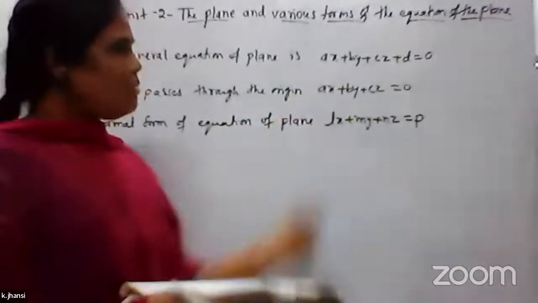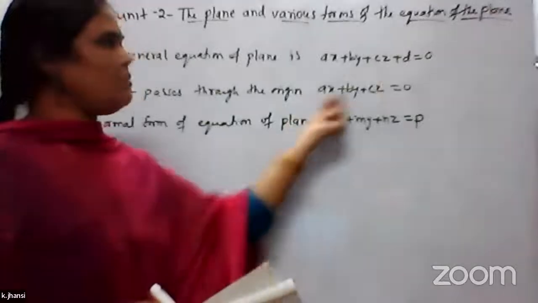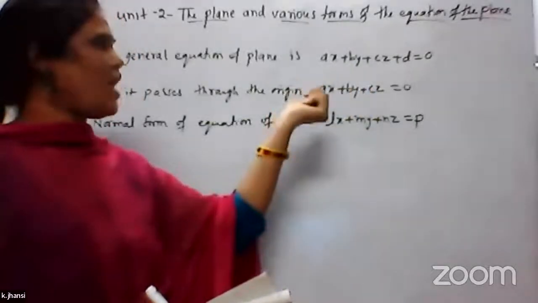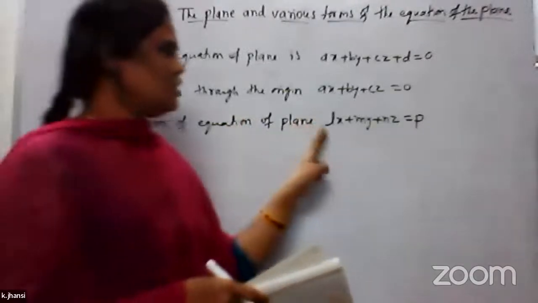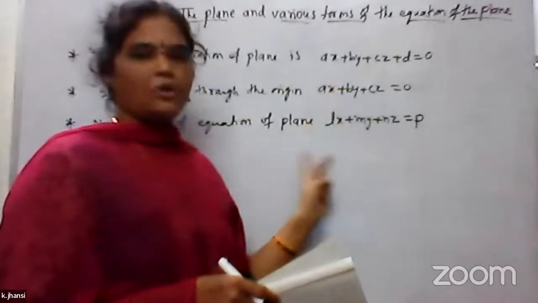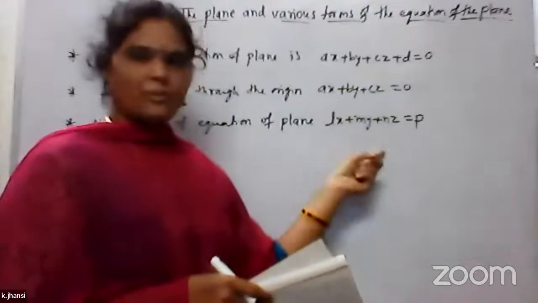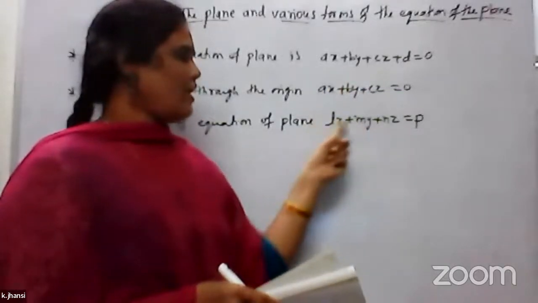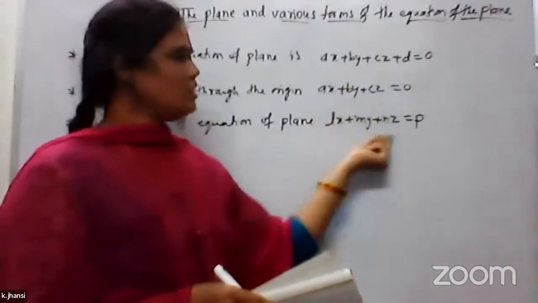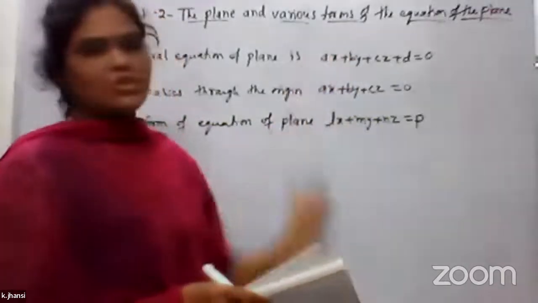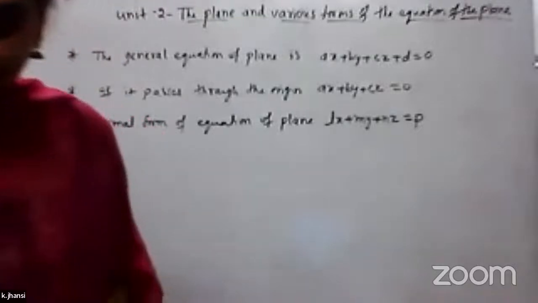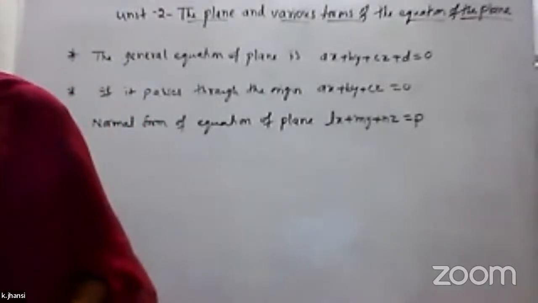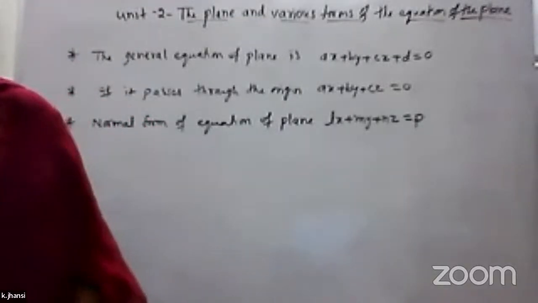Okay. So with the help of ax plus by plus cz plus d equals to 0, we have to find the relation between direction cosines and direction ratios. That is L equals to a by under root of a square plus b square plus c square. So like that you have to find L, M, N values, and if you substitute in this equation, you will get the equation of the normal form. Okay. So that problem you have.